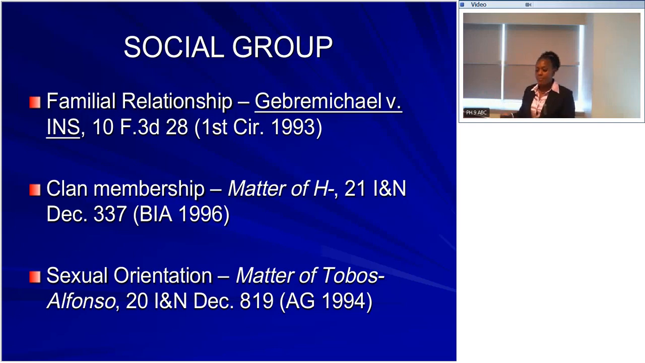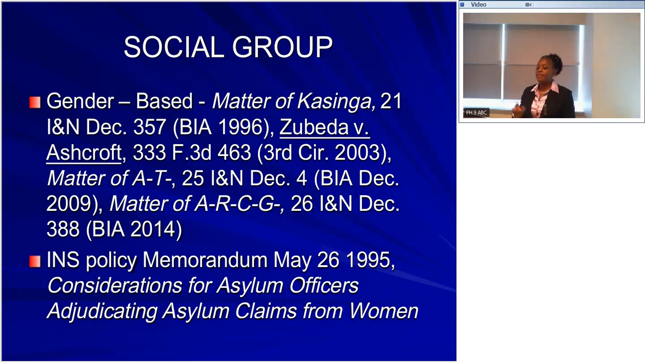Okay, just to go through quickly, gender-based: Matter of Kasinga, 1996; Zubaydah, Third Circuit. Zubaydah was the rape case, identifying that as a social group. Matter of A-T is actually very interesting, and if you have a chance, you should take a look at it. It actually has, I think, four different decisions, because it started with the immigration judge, then went to the Board of Immigration Appeals, where they affirmed the immigration judge's decision. Then the Attorney General, who always has authority to take cases to him or herself, looked at this case and came up with a different decision.